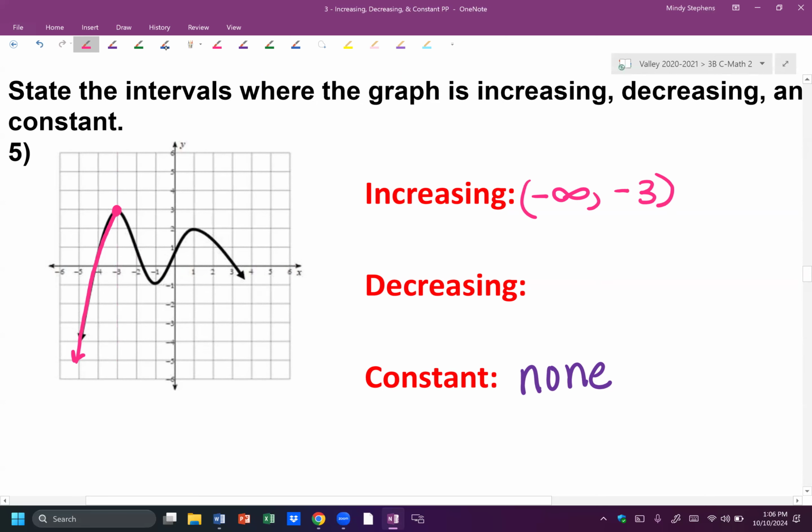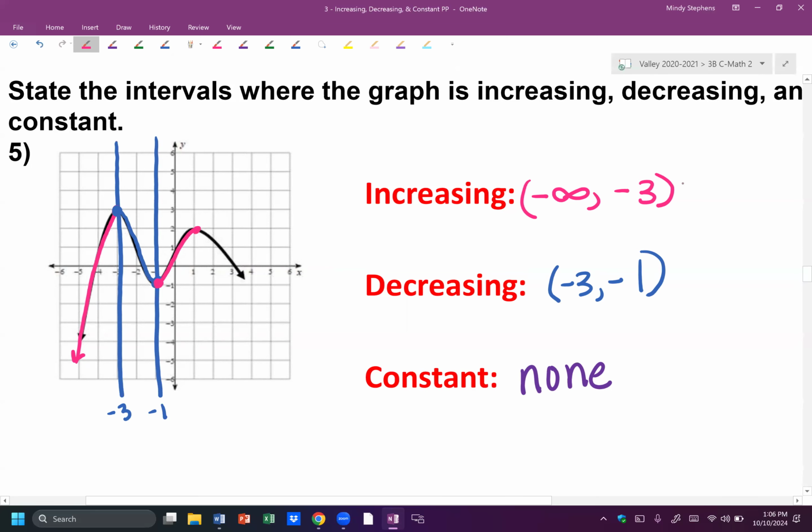And then it starts to decrease at that same point and decreases till the bottom of that little hill there. So it's starting at this -3 and it's stopping at this point, which is at 1. So that line's at -3, that line's at 1. So it decreases from -3 to -1, not +1. And remember, all these should have parentheses. We don't have any brackets. Then we start to increase again. So starting at the same point, it increases.